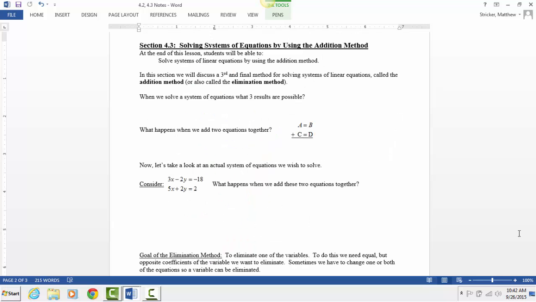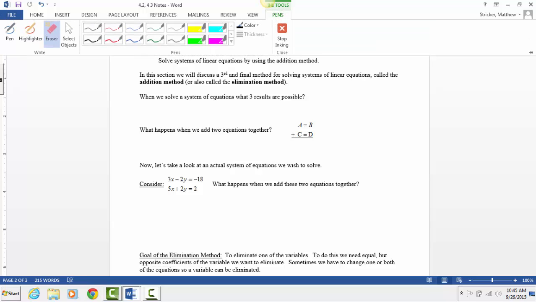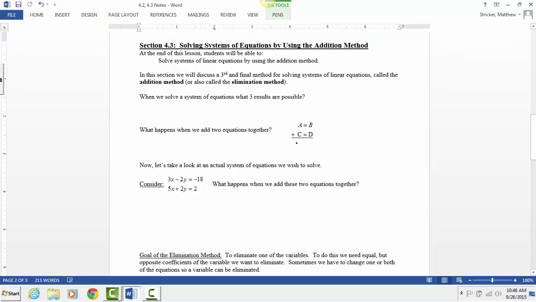Okay, so this brings us to section 4.3, which is the third and final method for solving systems of linear equations. This is called the addition method or the elimination method. Just like the last method was called substitution, because we substituted, here we're going to add. We're going to add two equations together, and when you do that, you add up the left side, which in this case we would add a and c and get a plus c, and we'd add the right side and we get b plus d. We want to do this in a strategic way, which we'll talk about in just a second.